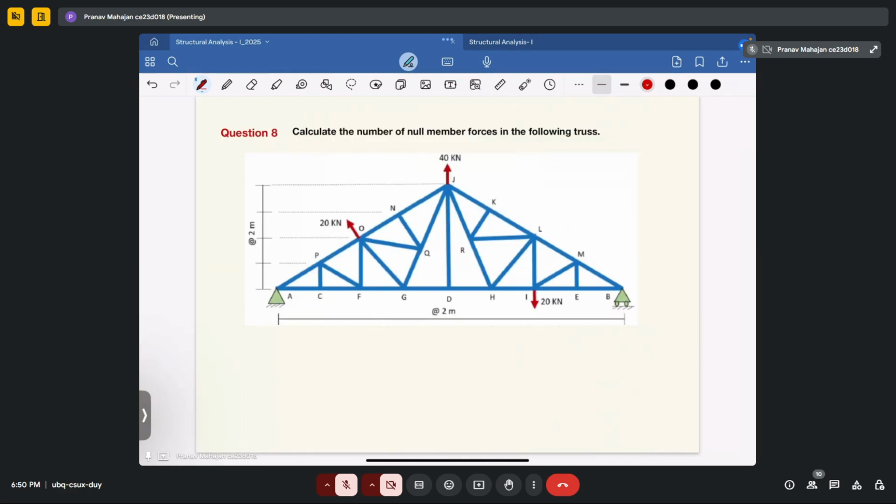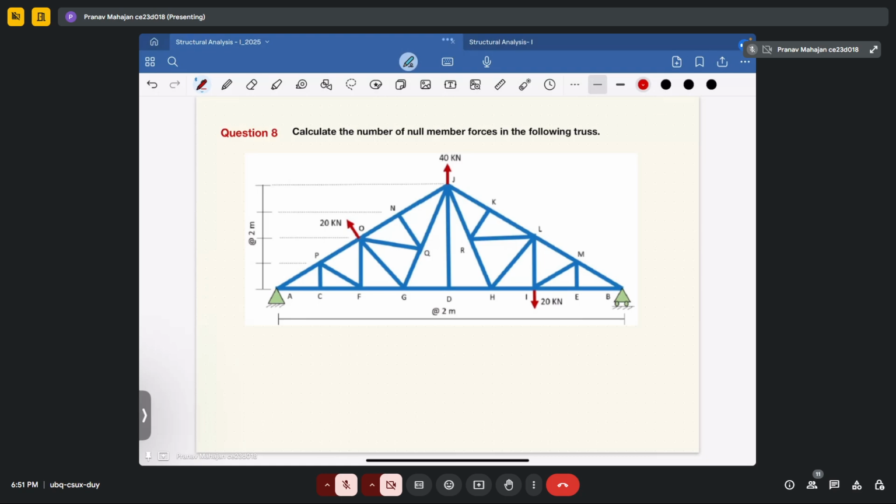Now let's move to another question. So here another question says that you have to determine the number of null member forces. So what are null member forces? Null member forces are those in which the forces coming out are equal to zero. So how we will determine that? We have to see one basic principle, that is, if two forces are collinear to each other, any one force which is perpendicular to that will be equal to zero.